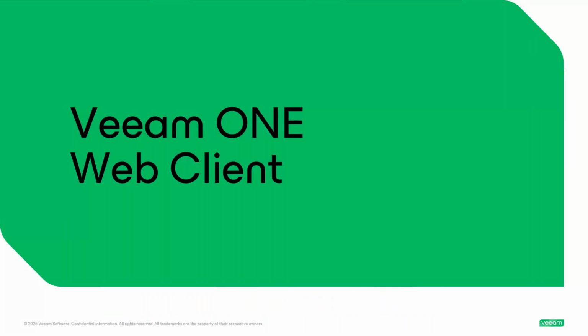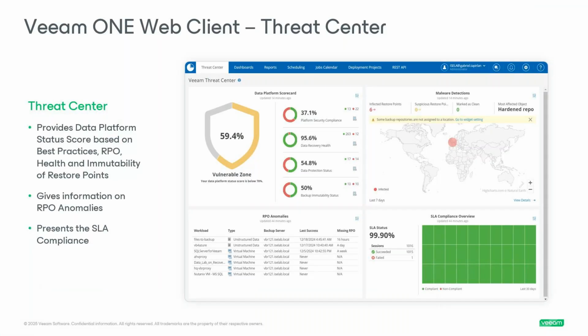All right. So far we've discussed the Veeam ONE desktop client. This will be more focused on the Veeam ONE web client. Threat Center is basically similar to the dashboard view, but more security focused. It provides data platform scorecards, best practices, RPO, immutability, the data protection status, and so on. You'd probably want all those to be 100. It just gives you a quick view to make sure that nothing stands out, assuming the data has been collected recently.